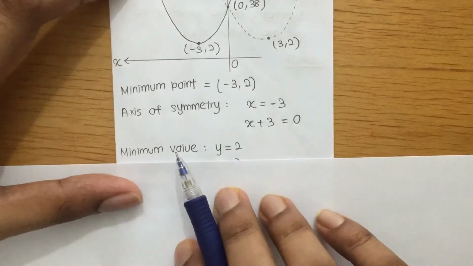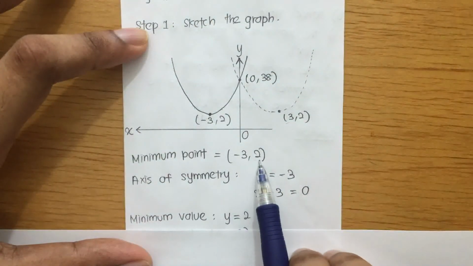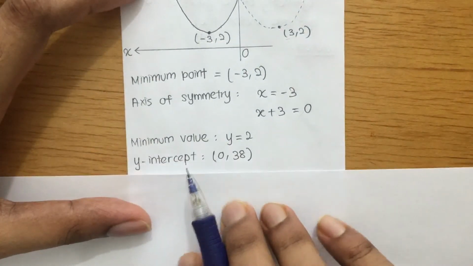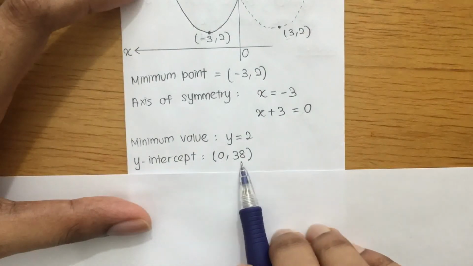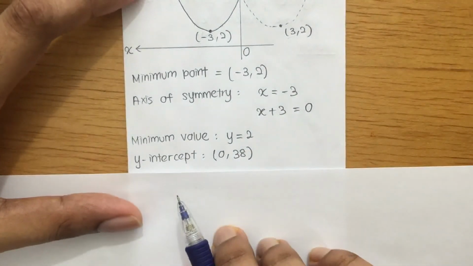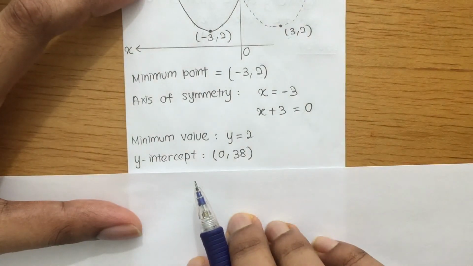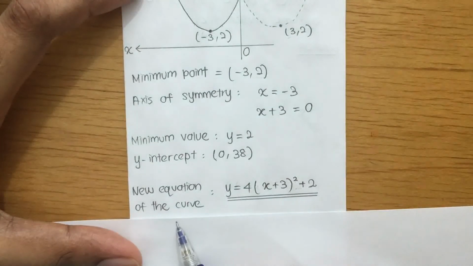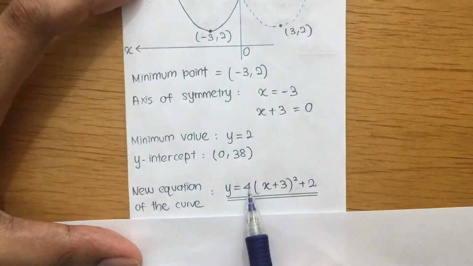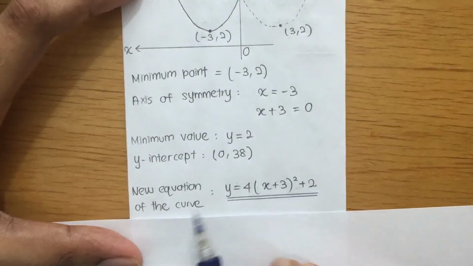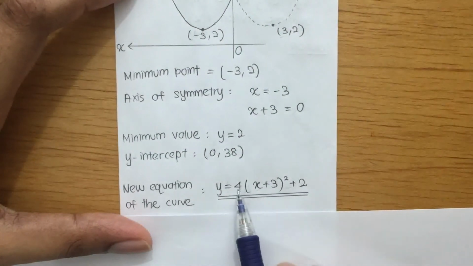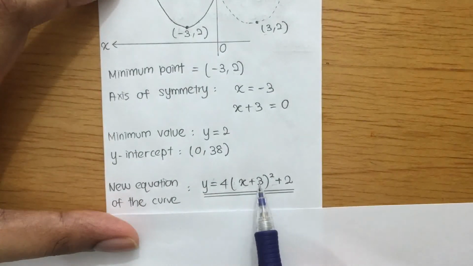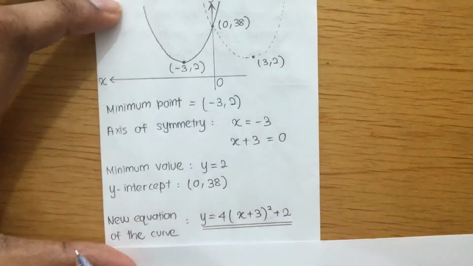Okay, how do you get y equals 2? From here, guys, this value always gives you the minimum value. And then the y-intercept remains the same, which is (0, 38). Okay, so this information is sufficient, guys, for us to form the general form of the quadratic function. So your new equation of the curve we get from here is y equals 4(x plus 3) squared plus 2. Okay, so the coefficient a remains the same, guys. The only difference is the axis of symmetry, since your graph is reflected in the y-axis.